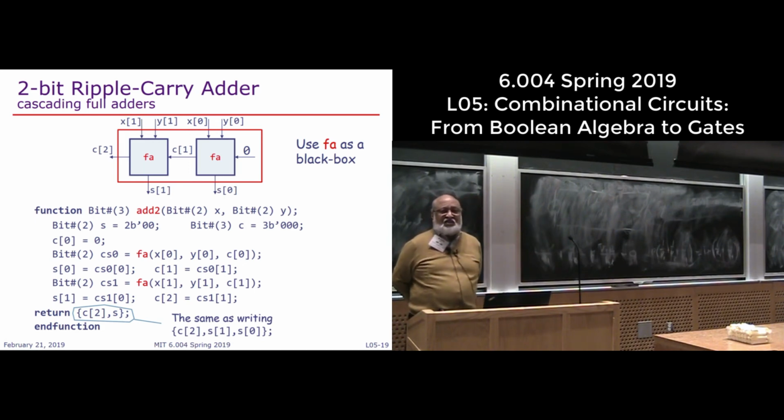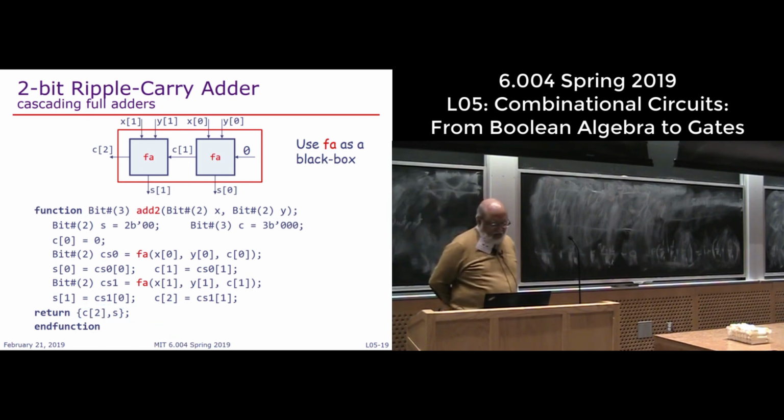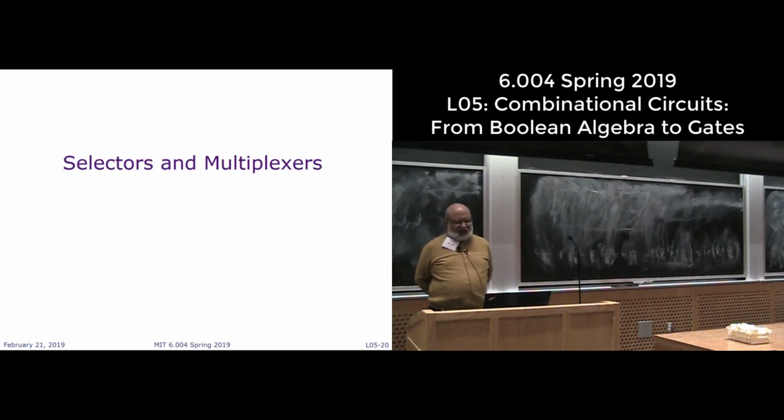How big is C? 3 bits, right? And which bit is being returned from C? Only carry out, the last one, right? So it's very, very important that that should say C2 over there. Okay, so that's what we have, cascading full adders.